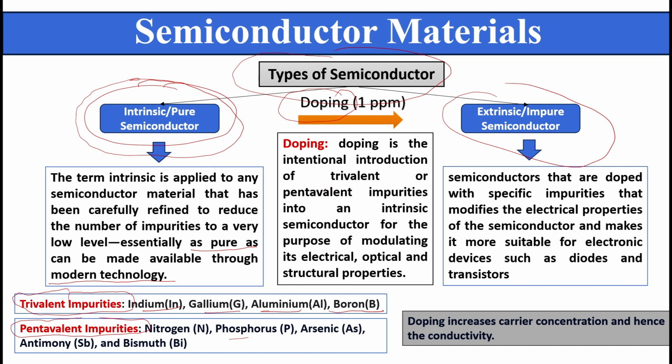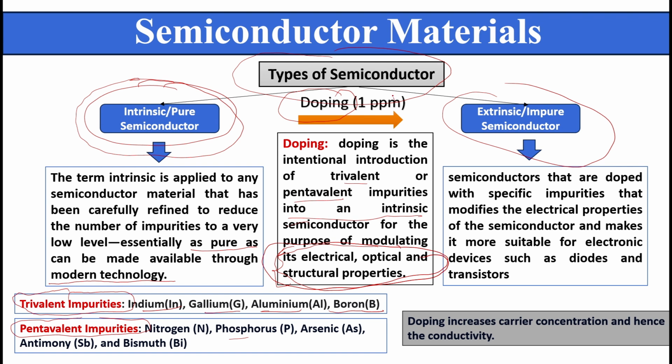Doping is the intentional introduction of trivalent and pentavalent impurities into the intrinsic semiconductor for the purpose of modulating its electrical, optical, and structural properties. That means mainly the electrical properties are being modulated by adding a controlled amount of impurities into the pure or intrinsic semiconductor material.